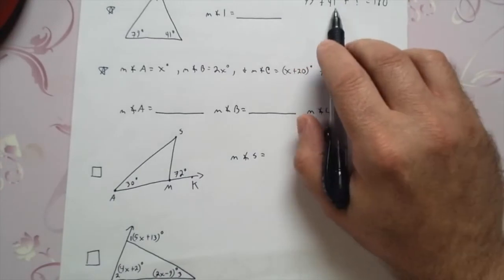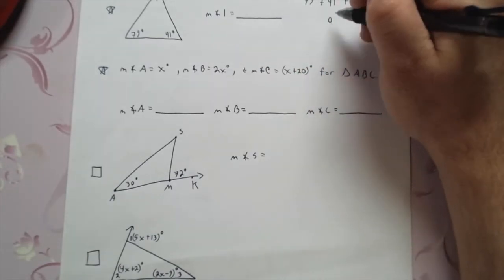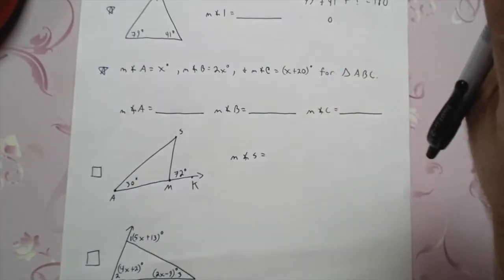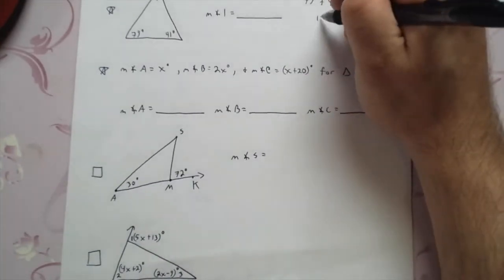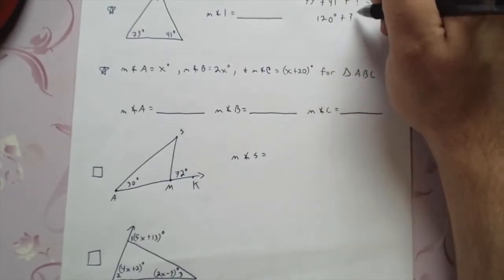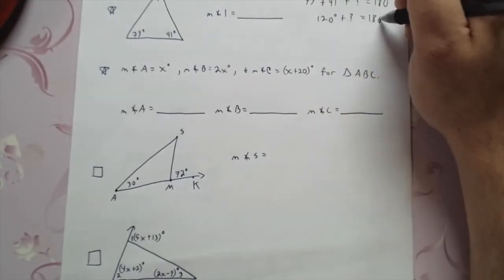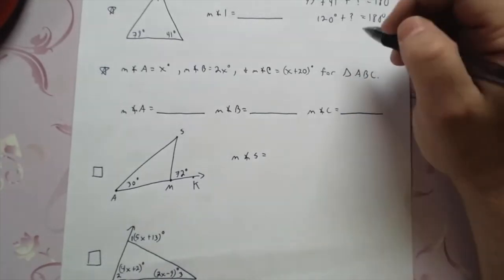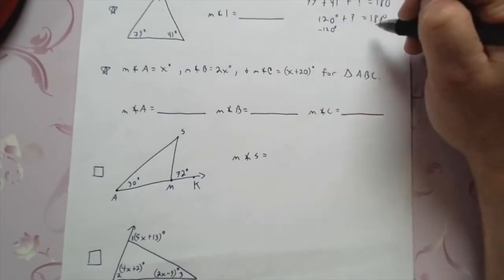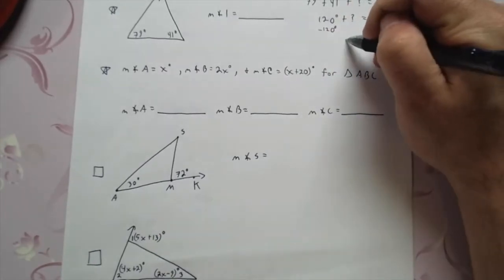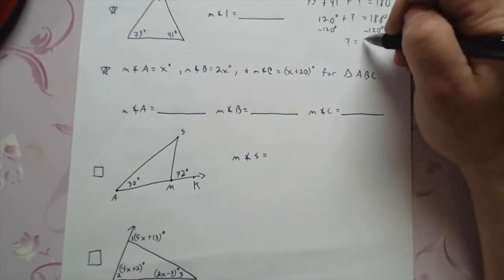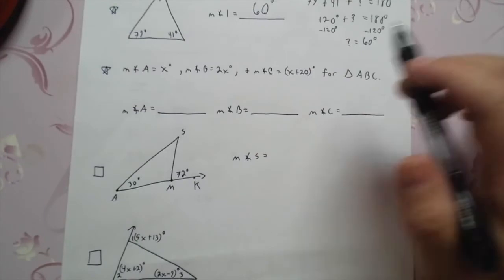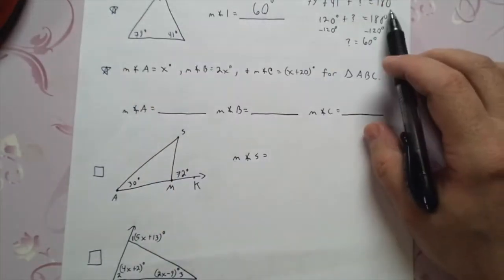So 79 and 41, well, let's see here. That gives me 0, carry the 1. So 8 plus 4 gives me 120. Plus whatever my missing angle is, that has to give me 180 degrees. So what plus 120 will give me 180 degrees? Well, that's just like subtracting 120 from both sides, like solving an equation. And my missing angle is 60 degrees. Okay, and if I plug that back in and add all these up in my calculator, I should get 180 degrees.